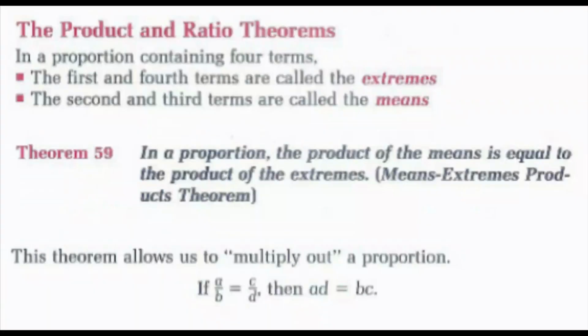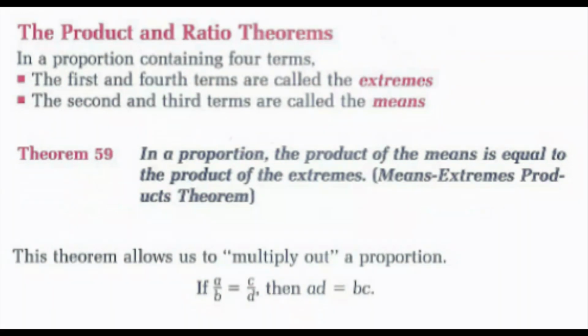Looking at the product and ratio theorems, in a proportion containing 4 terms, the first and fourth terms are called the extremes, and the second and third terms are called the means. Theorem 59 tells us in a proportion, the product of the means is equal to the product of the extremes, which we call the means-extremes product theorem. You might have referred to this theorem in previous math courses as cross multiplying. This theorem allows us to multiply out a proportion, or what you've probably seen before with the little X of cross multiplication. So a times d is equal to b times c.